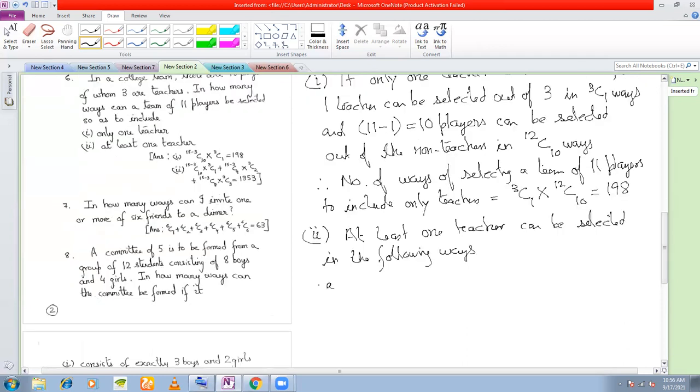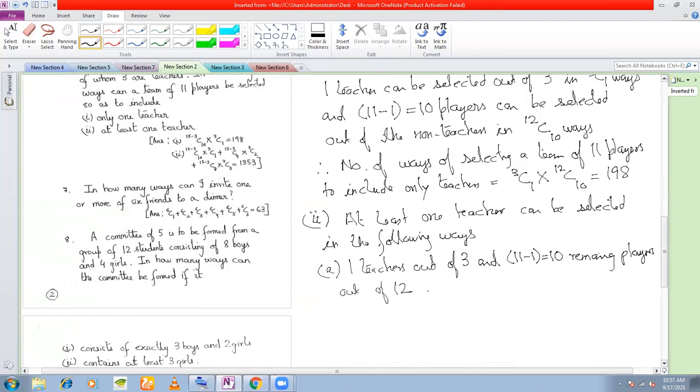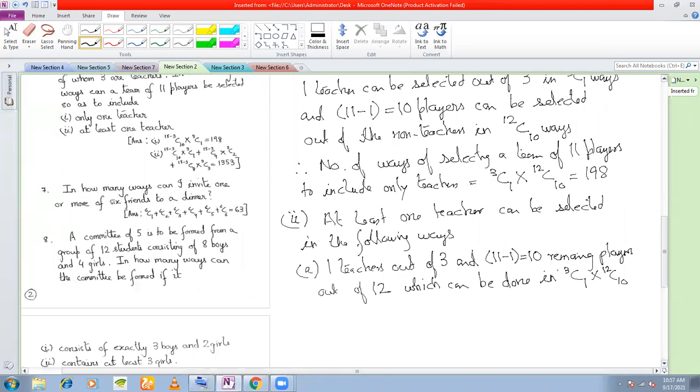What are the ways? One teacher out of 3, and the remaining: 11 minus 1 equal to 10 remaining players out of how many non-teachers? 12 out of 12, which can be done in 3C1 into 12C10 ways, right?